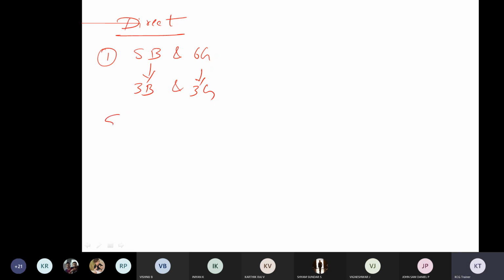So the answer will be: from 5 boys we will select 3 boys, and from 6 girls we will select 3 girls, and multiply. You will do multiplication when there is the word AND. If they ask you OR, you will do addition.